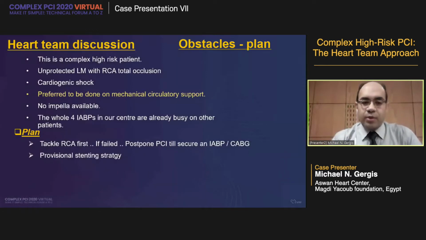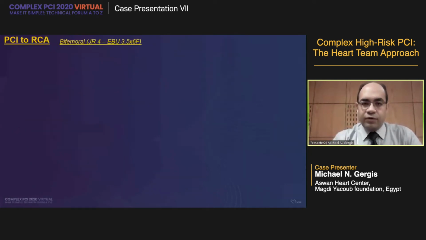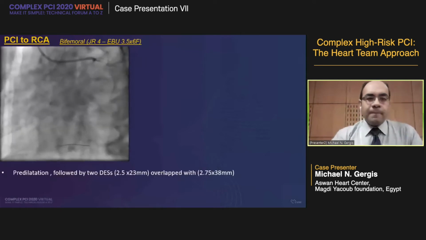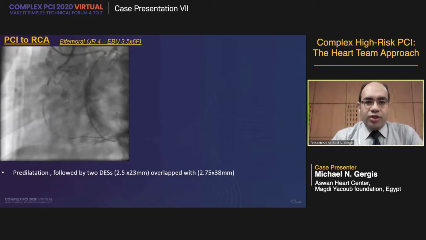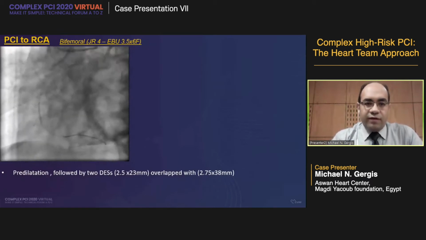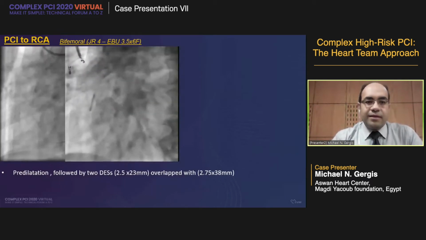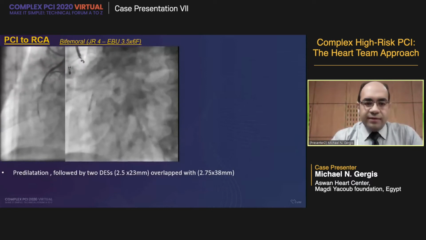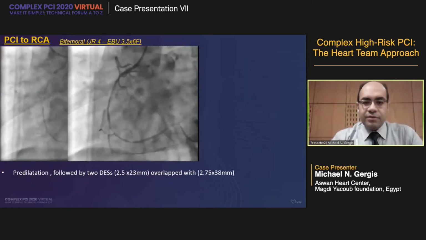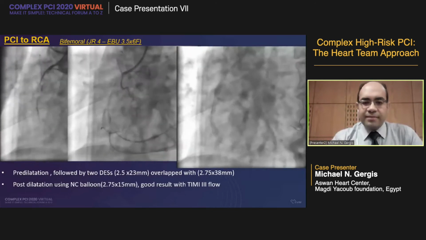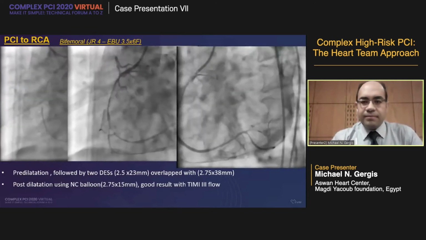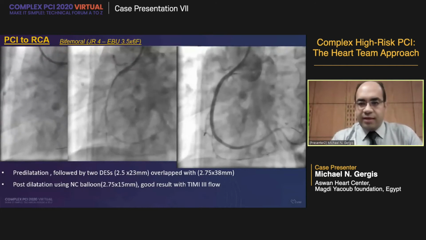And on PCI, we will do a provisional stenting strategy for the left system with a TAP technique as a bailout for the LCX. I made a bifemoral approach, Judkins right and EBU 3.5. I could wire the RCA, predilation with good flow, and then stenting, post-dilation with this final result.